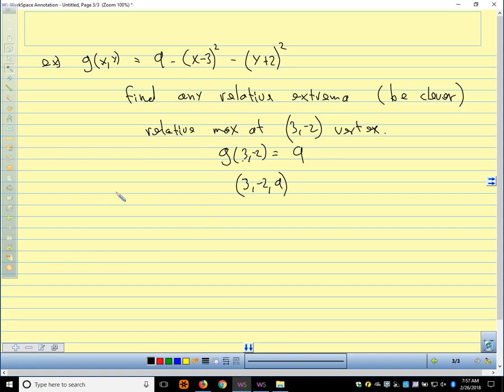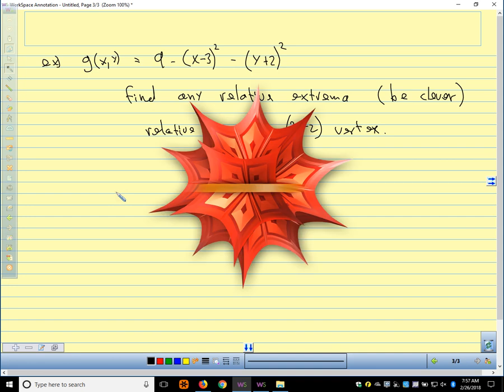All right. Just like for functions of a single variable, a critical point does not always give us an extreme value. Because for a single variable function, we have inflection points, right, where the concavity changes. For a multivariable function, we have what we call saddle points.